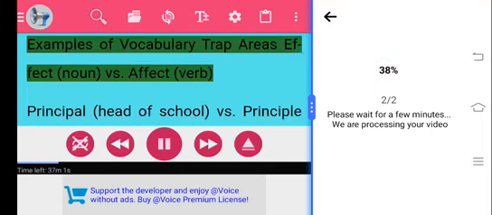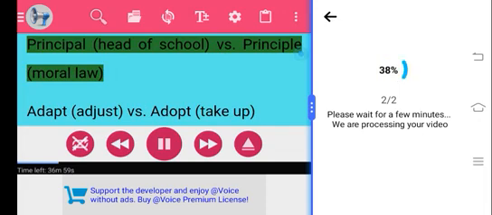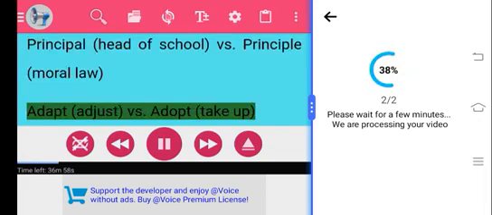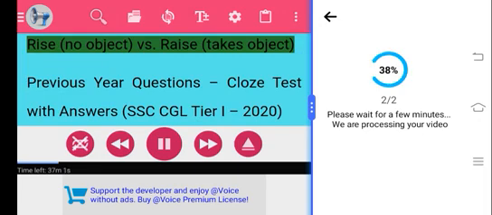Examples of vocabulary trap areas: affect noun versus affect verb. Principal, head of school, versus principal, moral law. Adapt, adjust, versus adopt, take up. Rise, no object, versus raise, takes object.